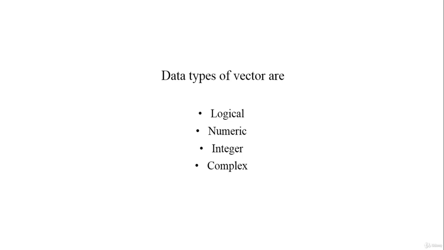Integer holds an integer value, a number without a decimal point, such as 2L or 34L. The number must not contain a decimal, and you must append the letter L to the number to indicate that you want it to appear as an integer. Complex specifies a numeric value that contains both a real and imaginary value, such as 3 plus 2i.